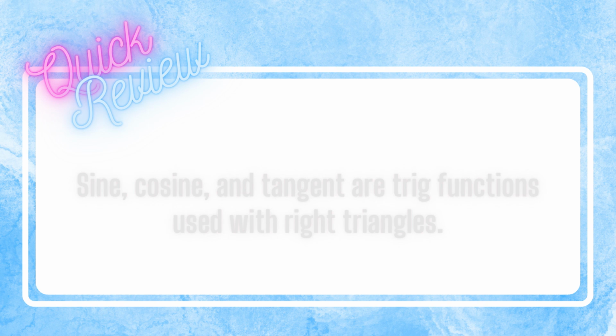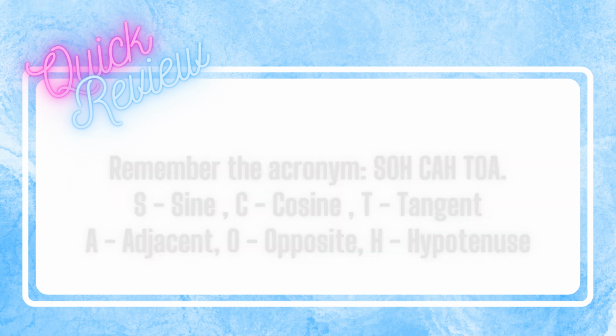So today we learned how to set up trig ratios. Sine, cosine, and tangent are trig functions used with right triangles, and you'll learn more about them in future math courses. Remember the acronym SOHCAHTOA to help you set up trig ratios. S stands for sine, C for cosine, and T for tangent. A stands for the adjacent side, O for the opposite side, and lastly, H for the hypotenuse.